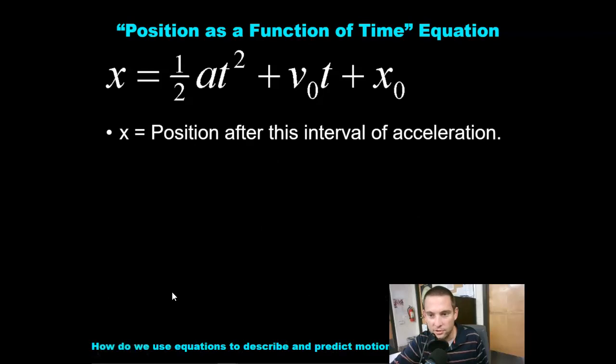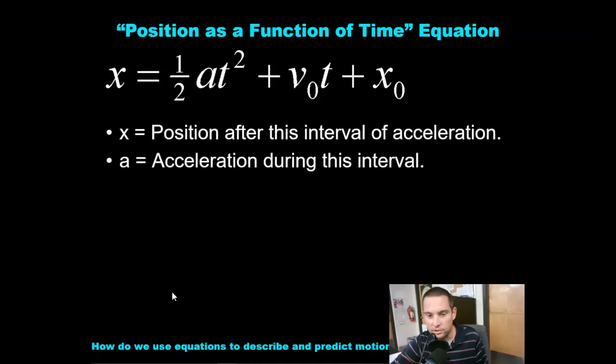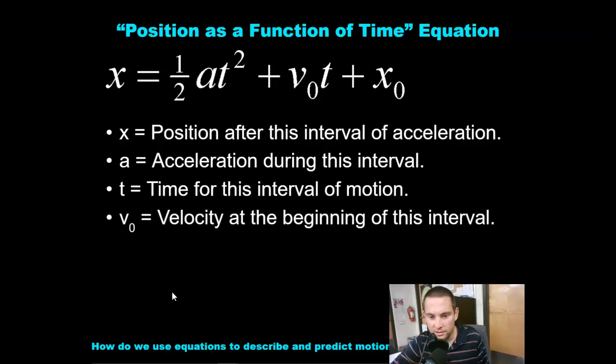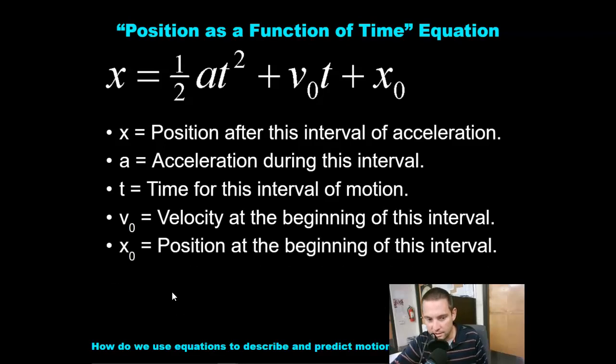x is position after this interval of acceleration. a equals acceleration during this interval. t is time for this interval of motion. v naught is velocity at the beginning of this interval, and x naught is position at the beginning of this interval. Remember, this x sub 0 is pronounced x naught, but not, but not.